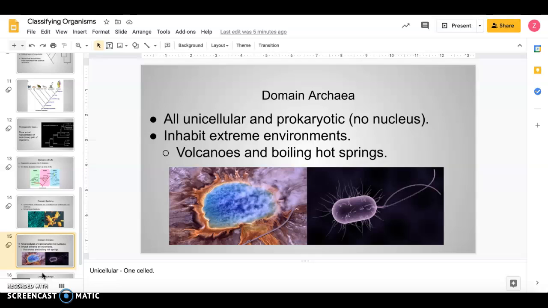How about domain archaea? Well, domain archaea are also unicellular and prokaryotic, meaning that they are one-celled and they have no nucleus. And usually they can be found in extreme environments. Think of volcanoes and boiling hot springs. They have to be really tough in a way to survive.